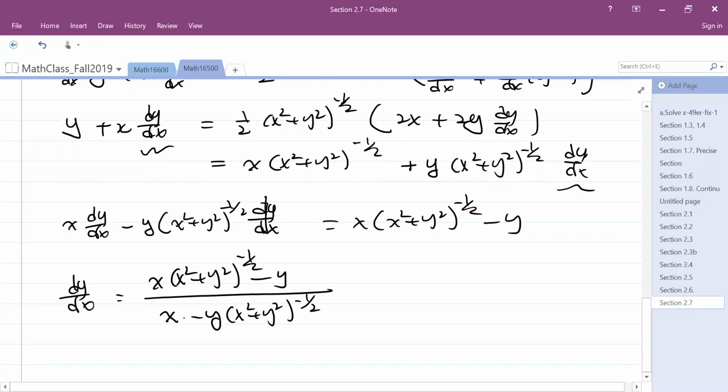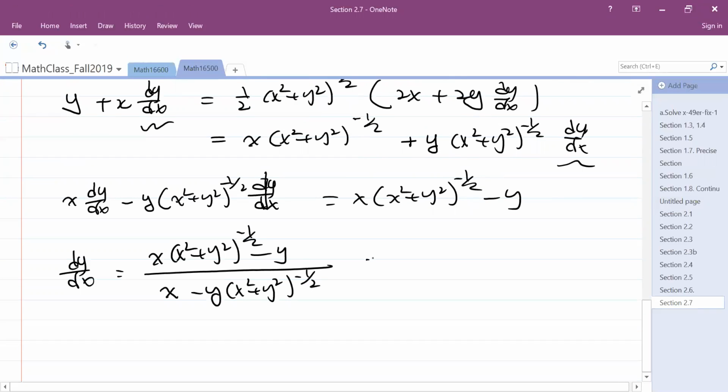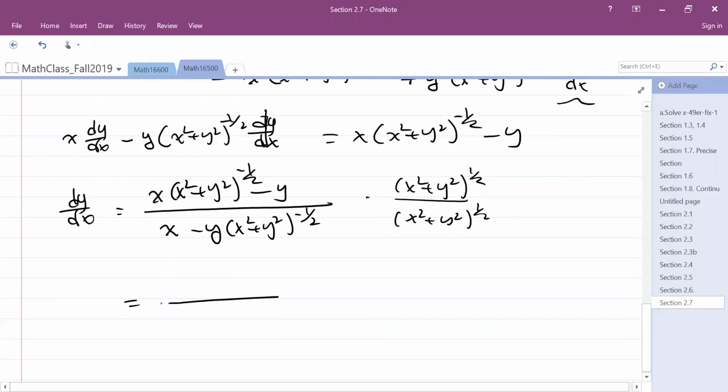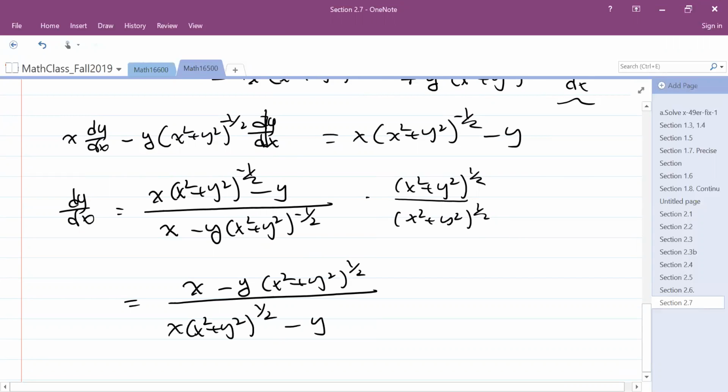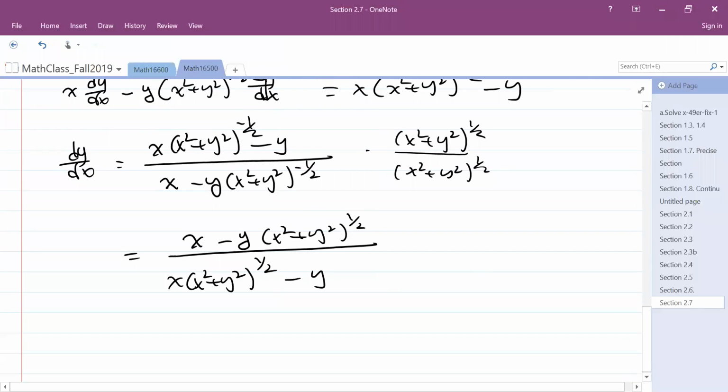If you don't like negative power, you multiply the numerator and denominator by x squared plus y squared to the 1/2. You can multiply both the numerator and denominator by the same term. If you do that, you will get x minus y, x squared plus y squared to the 1/2, over x. So it doesn't matter which way you do. I don't see that we can simplify it.